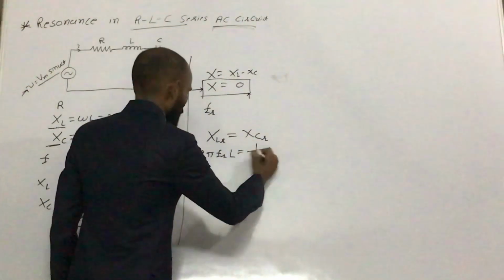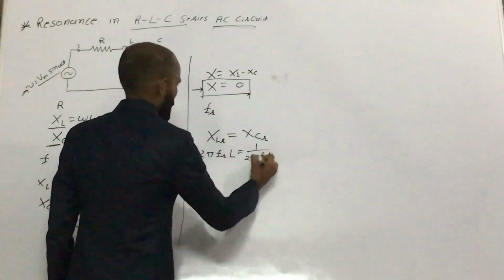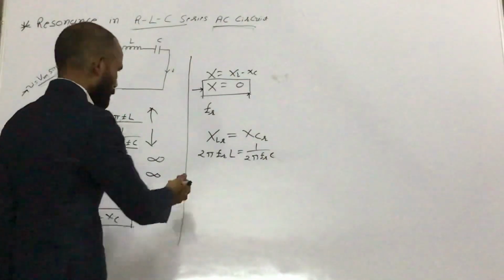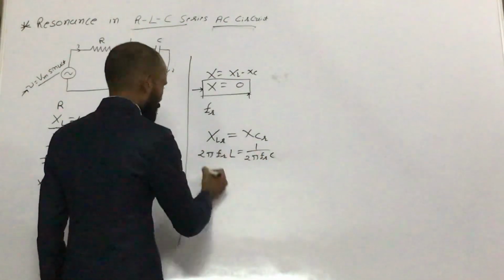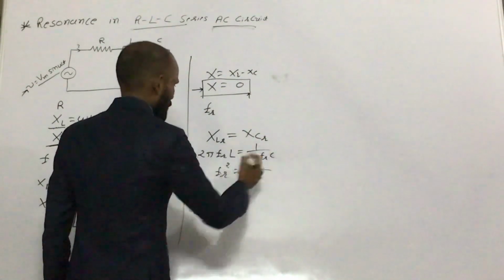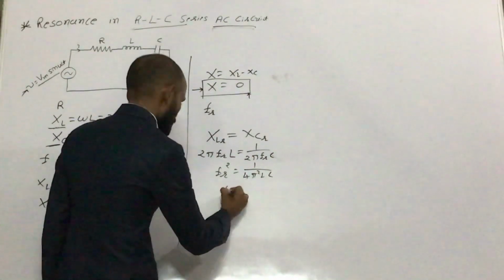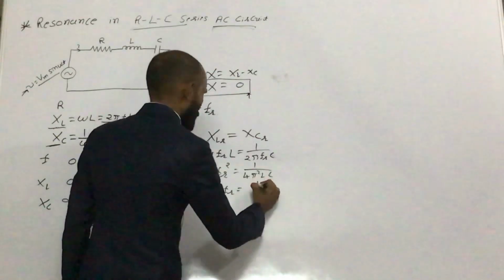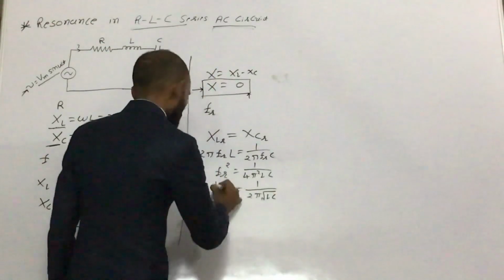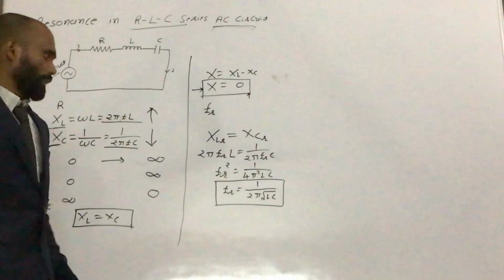And so XC we can write, it is equal to 1 upon 2 pi FR into L, FR into C. So from this we can write, if we take FR this side, then FR square is equal to 1 divided by 2 pi, and L we take this side and it becomes 4 pi square L into C. So from this we can write resonance frequency FR is given by 1 upon 2 pi square root LC. So this is the equation for the frequency at resonance in RLC series circuit.